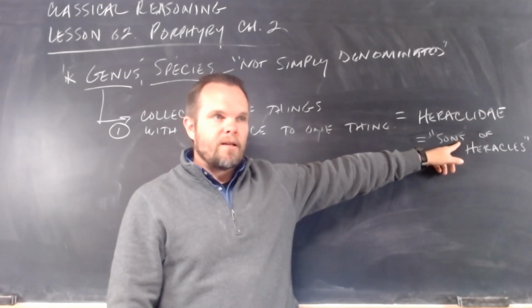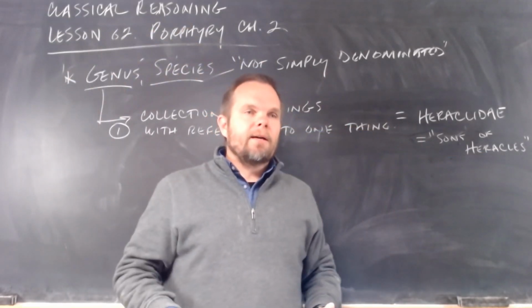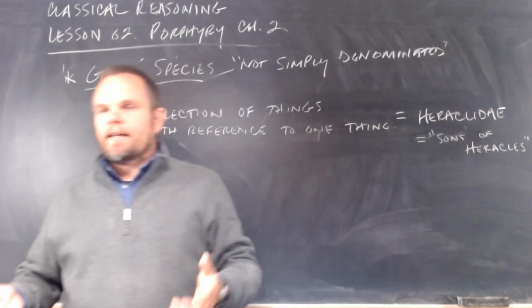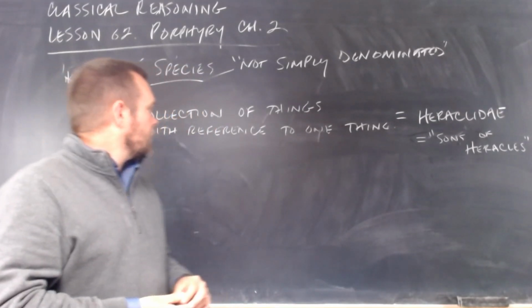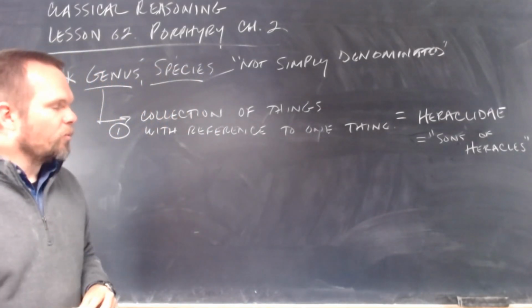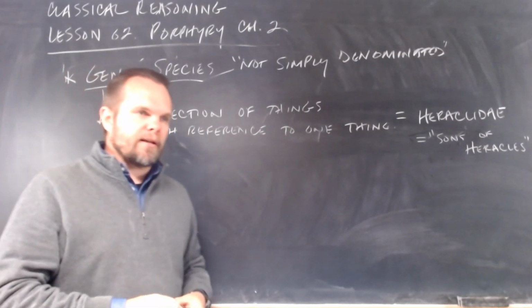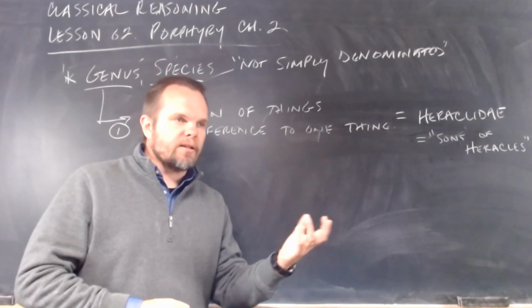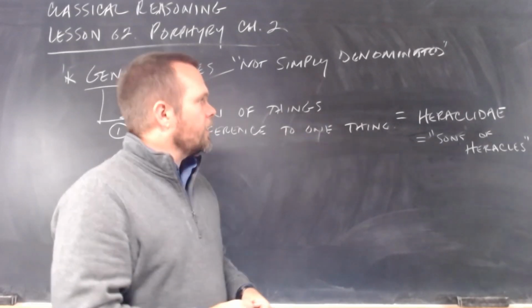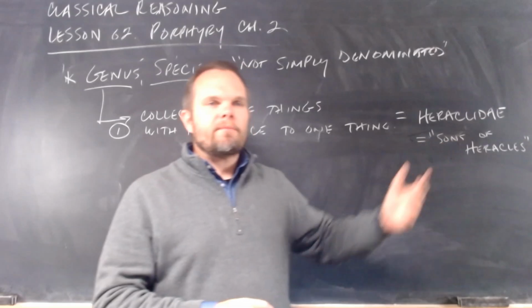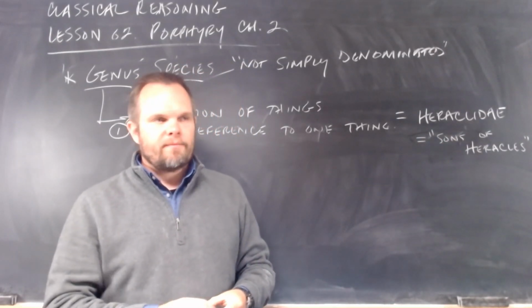Okay? So a family name is an example of genus. A genus is a class of things with reference to one thing. They all have a common relation to one thing. That makes them a genus. The example is the Heraclidae, which is just the name sons of Heracles in English.